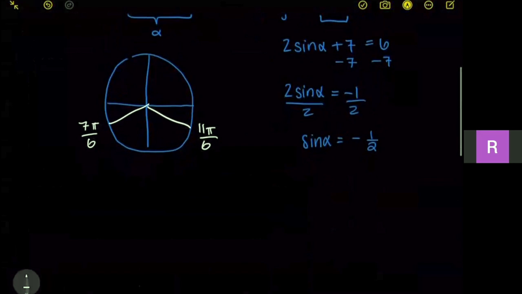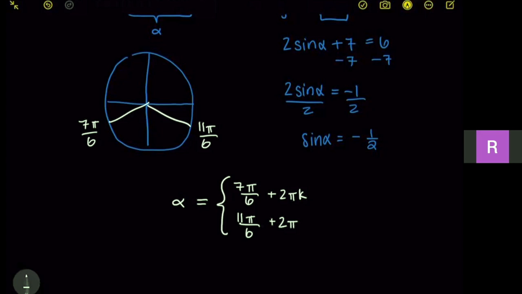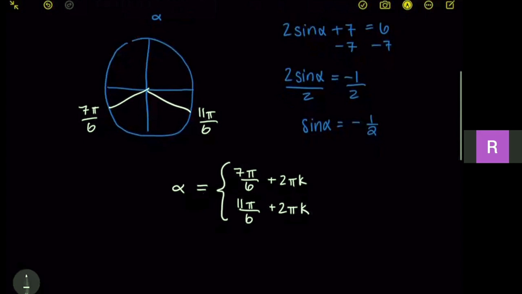Okay, so now we're going to take that alpha and solve for alpha. Alpha is going to be equal to 7 pi over 6 plus 2 pi k, as well as 11 pi over 6 plus 2 pi k. And the 2 pi k is just because we can go around as many revolutions as we'd like. The k determines how many revolutions.